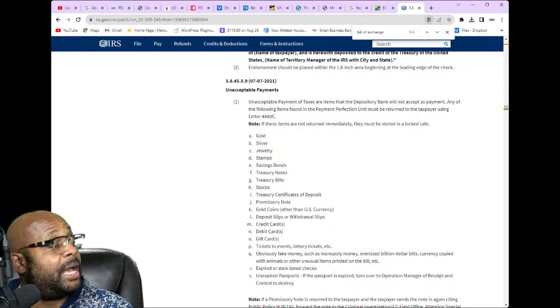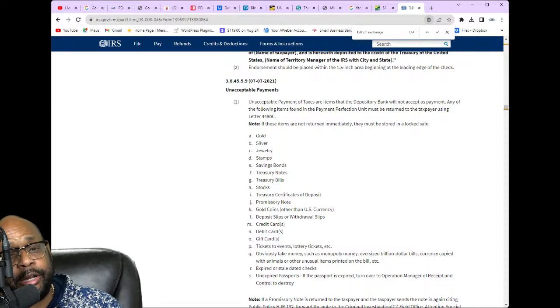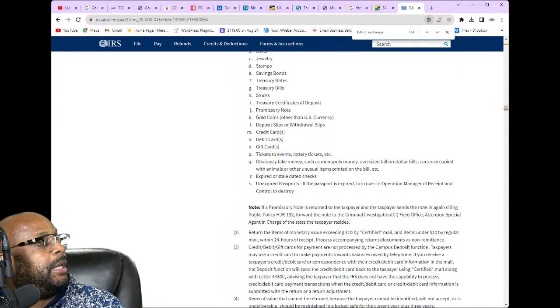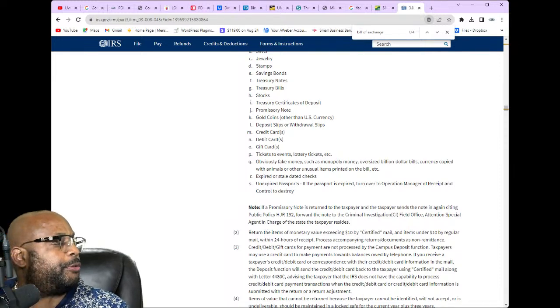Gold, that's curious. Silver, jewelry, stamps, savings bonds, treasury notes, treasury bills, stocks, treasury certificates of deposit, promissory note, remember that one. Gold coins other than U.S. currency, deposit slips or withdrawal slips, credit cards, debit cards, gift cards, tickets to events, lottery tickets, etc. Obviously fake money such as monopoly money, oversized billion-dollar bills, currency copied with animals or other unusual items printed on the bill, etc. Expired or stale dated checks, unexpired passports. If the passport is expired, turn over to operations manager of receipt and control to destroy. I don't even know what that is.